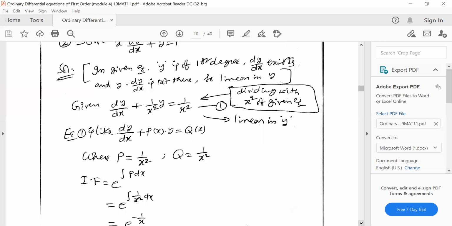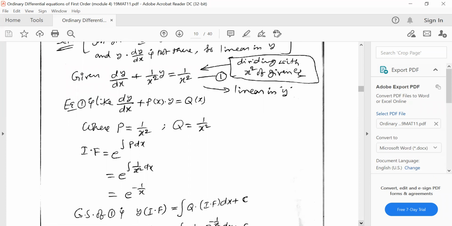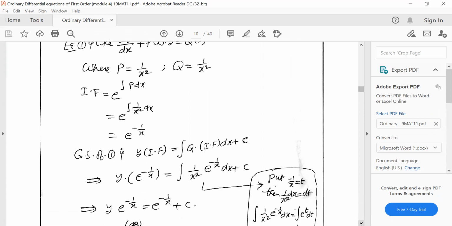So pick out p and q from the equation. P is 1 by x square, q is 1 by x square. Then only 2 steps to go. One is the integrating factor, e power integral p dx. So e power integral 1 by x square, that is e power minus 1 by x. Then what is the solution directly? y into IF is integral of q into IF dx plus c. What is IF? E power minus 1 by x we got. Just replace them, what is q, what is y, all that.